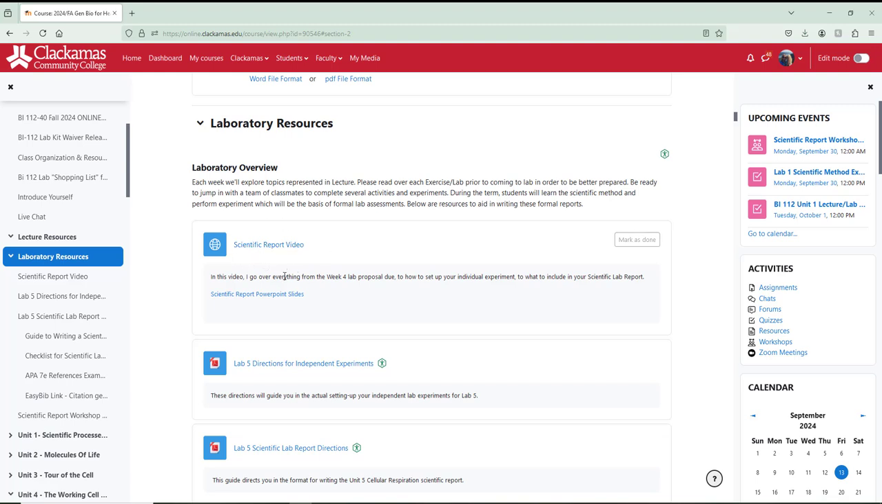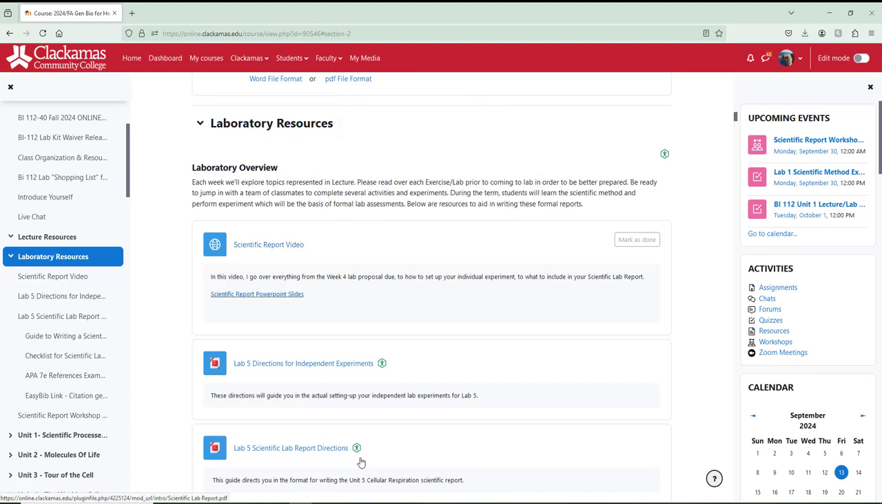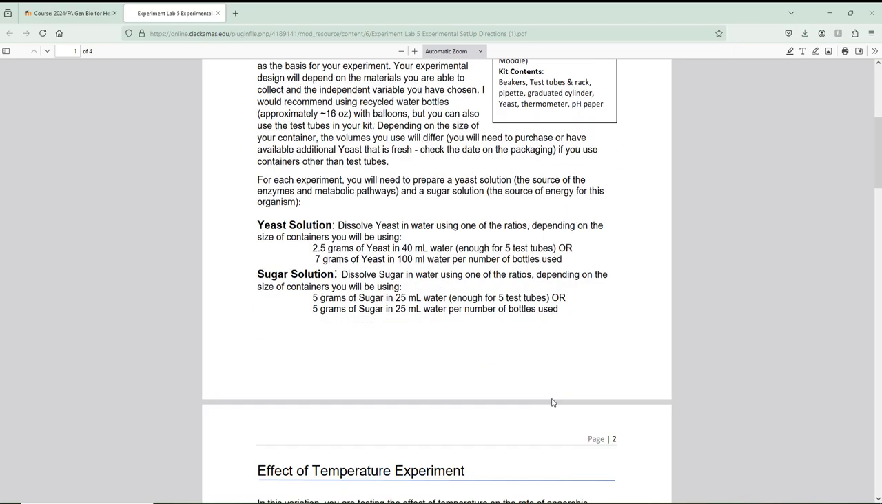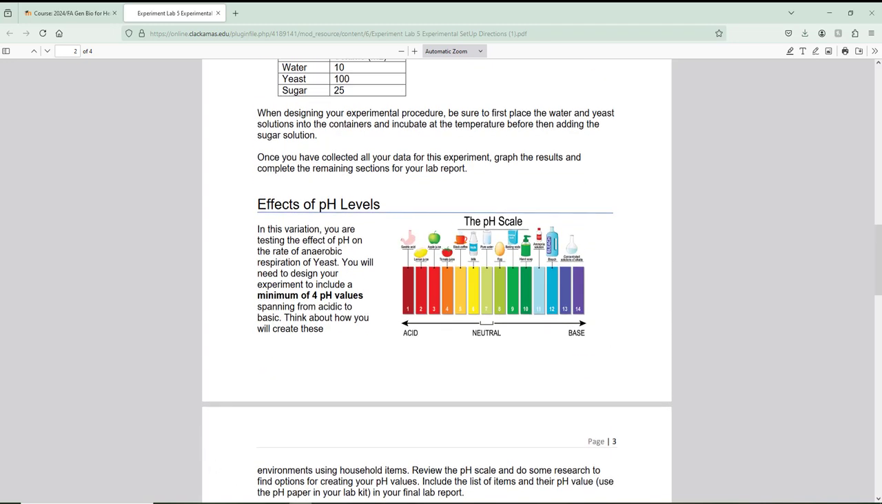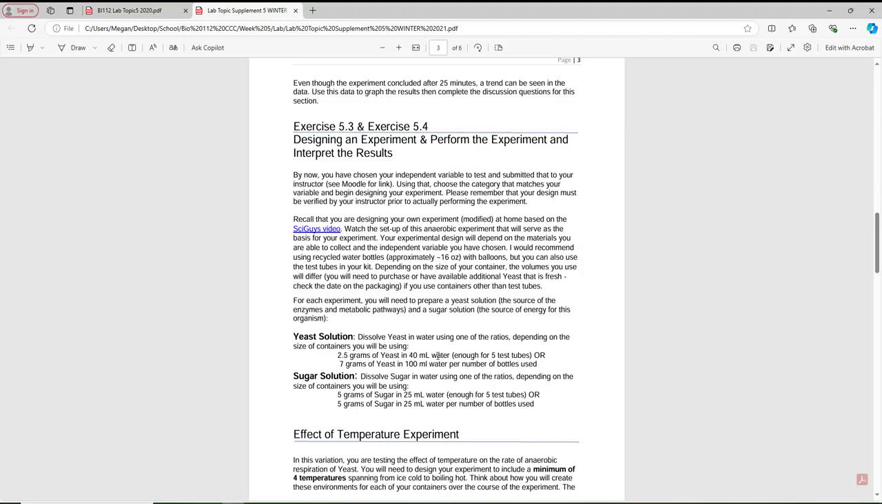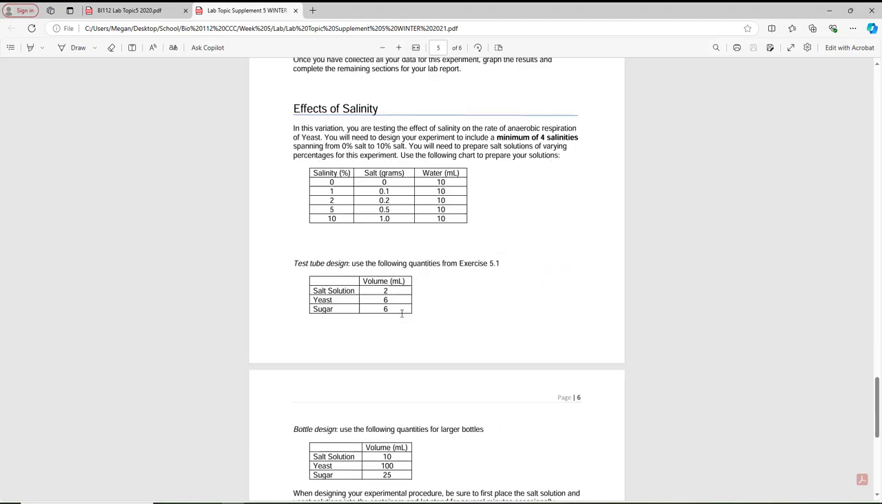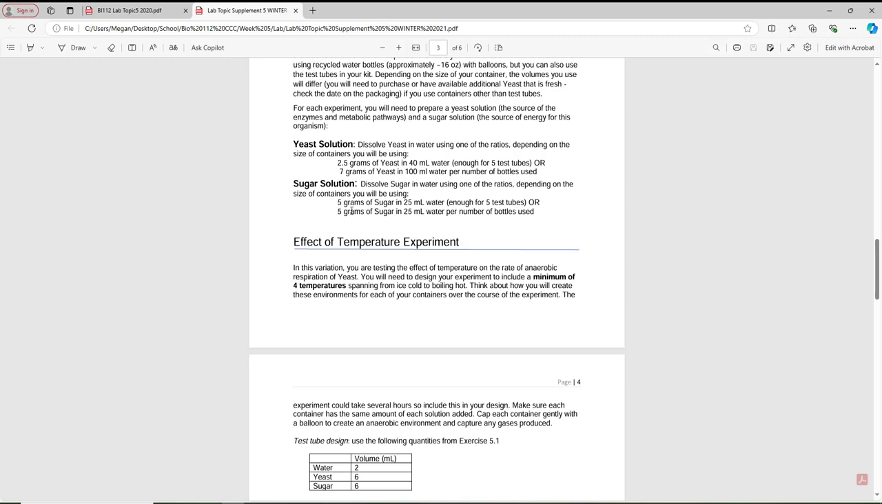But now is a good time to continue watching maybe the next 15-20 minutes of the video, because that shows you kind of how to set up your experiment and run your experiment. We also have some directions here, so lab 5 directions for how to run your experiment. These should be the same as what's in your lab supplement. I believe they are the exact same ones, so you don't need to go back.